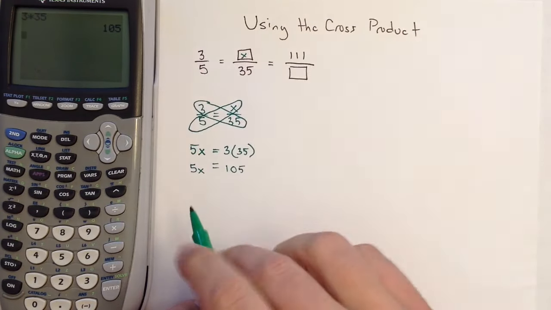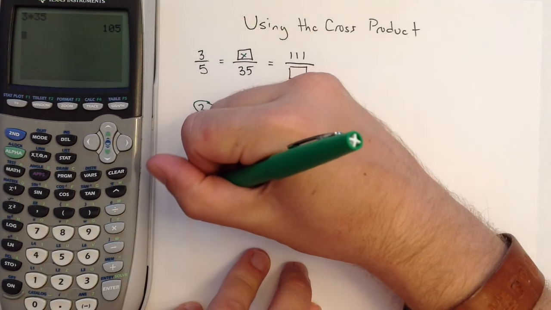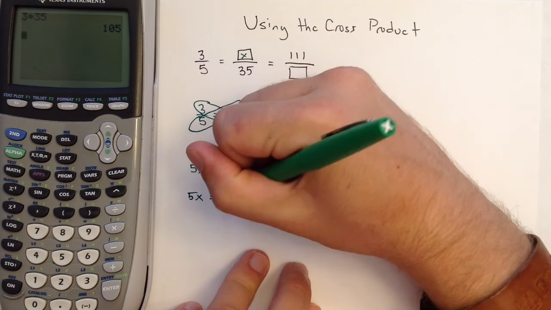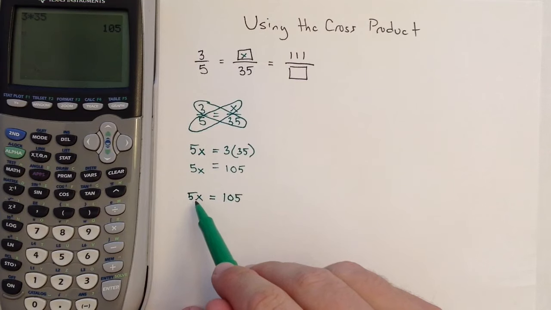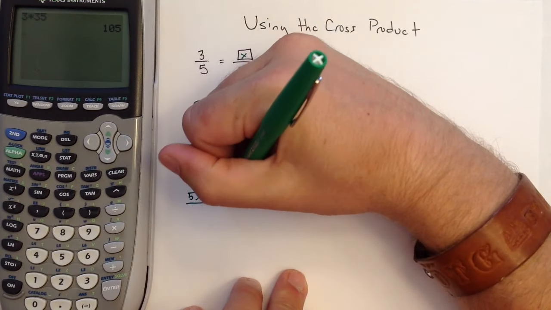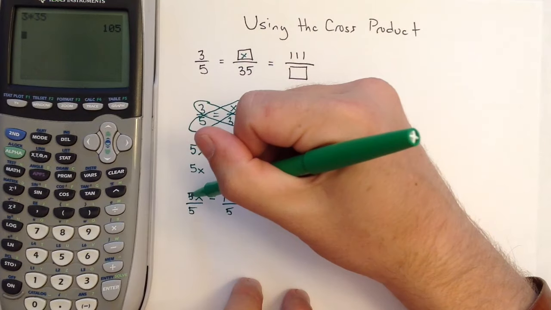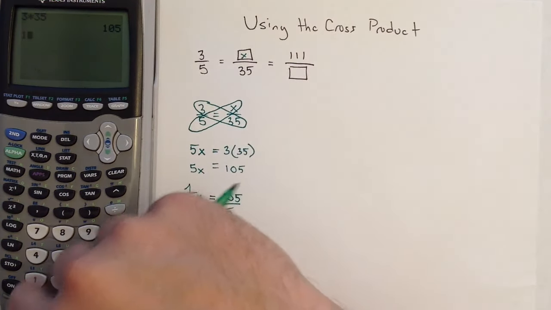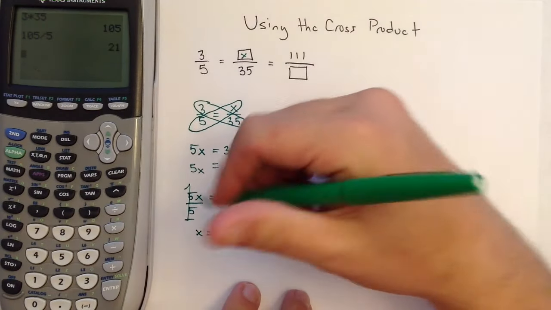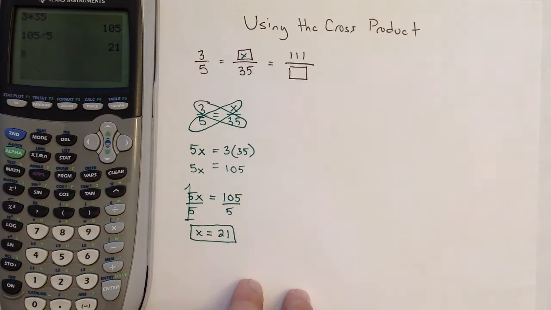So this means 5 times some number equals 105. How can we find out what that number is? To solve this equation, we need to undo this multiplying by 5. And we undo multiplying by dividing both sides of the equation by 5. When I do that, I get 5 divided by 5 is 1x equals 105 divided by 5 is 21. This, I think, is our answer.